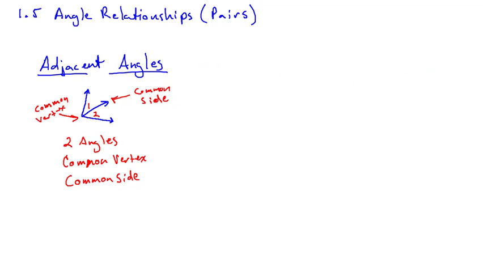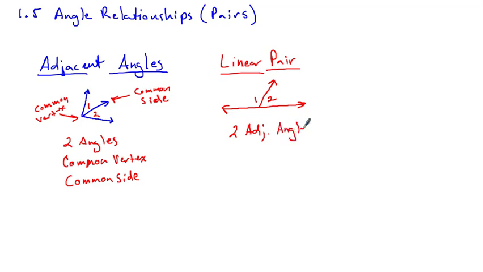All right, our next type of angle pair is called a linear pair. A linear pair looks like this. We have angle 1 and angle 2. So a linear pair is very special, very specific. It's 2 adjacent angles. So notice the one we just did was adjacent angles. So linear pairs are also adjacent angles, but they're a specific type.